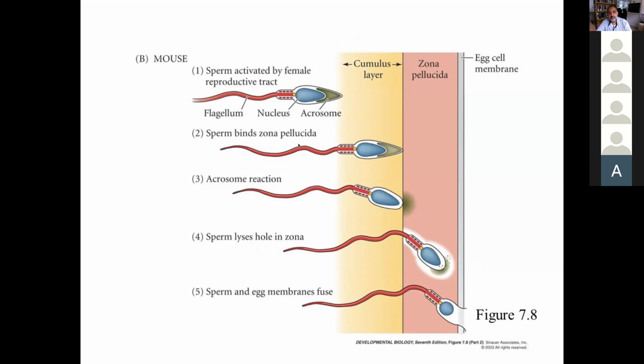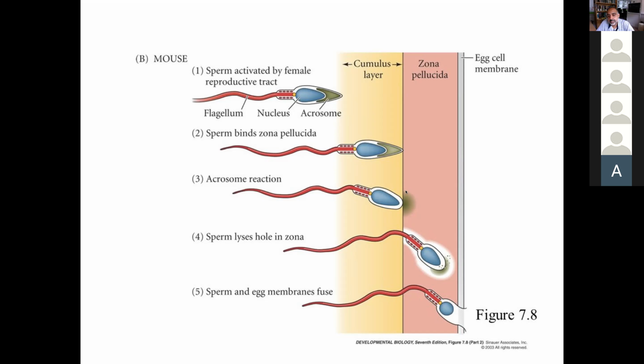Mouse is a little bit different. In mouse, you don't have this acrosomal process. The names are a little bit different, but the process is kind of similar. The egg is surrounded by what's called the zona pellucida, and then this cumulus layer. The sperm can bind the zona pellucida. It's allowed to contact the zona pellucida.